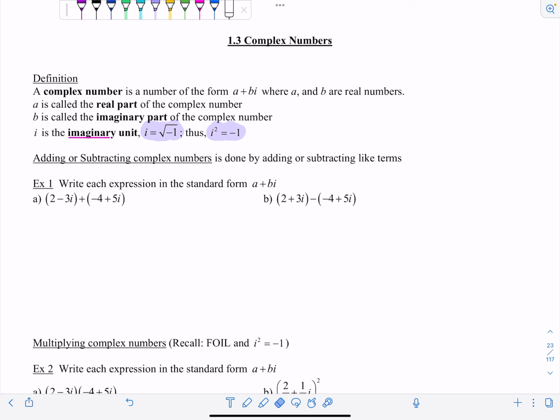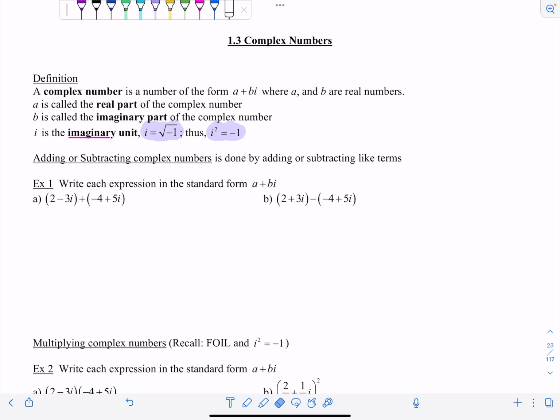Anyways, let's just practice now adding or subtracting complex numbers, and then we're going to get into a little bit more advanced techniques. You do this the same way you would add and subtract like terms with any sort of variable. So you can just treat i, the imaginary unit, like you would a variable.